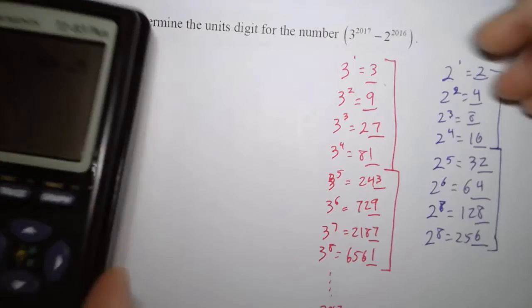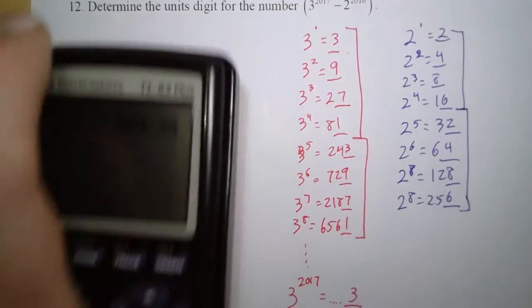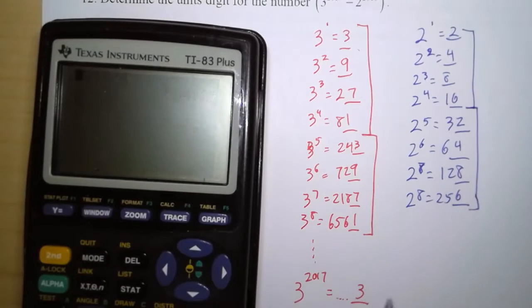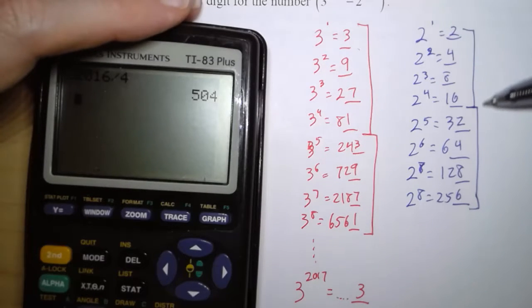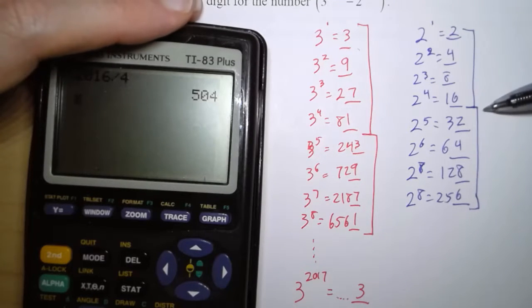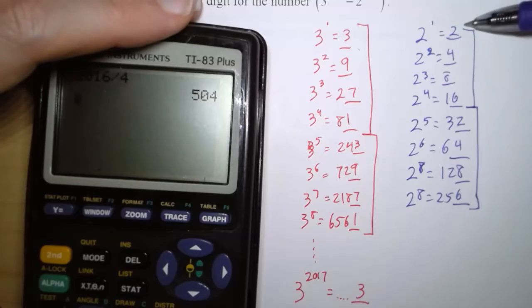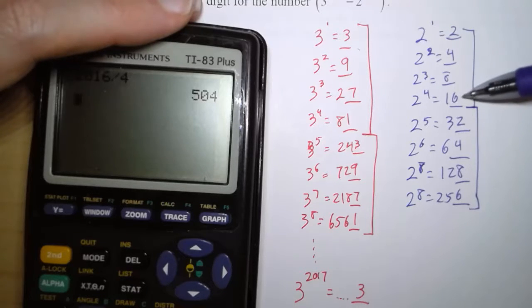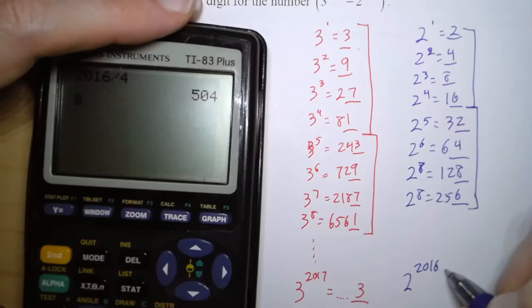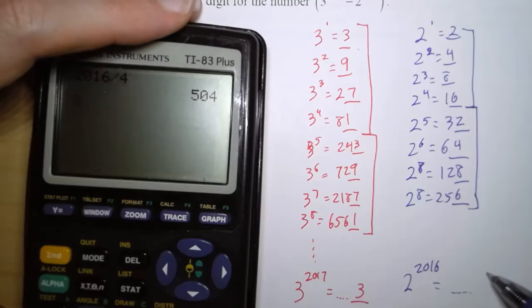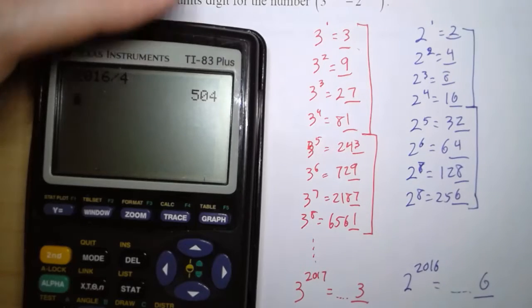So what that means is I take 2016, divide by 4, and I get 504. So that means I'm going to go through these cycles 504 times. So I'm going to go 1, 2, 3, 4, 1, 2, 3, 4, and end right here. So 2 to the 2016 is going to equal some long number, and it's going to end with a 6.